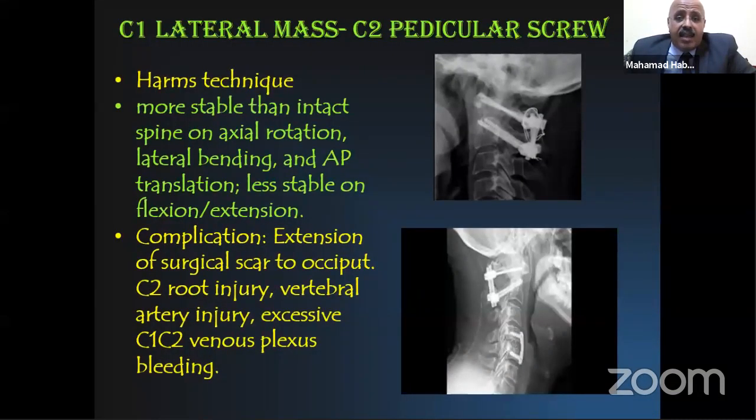This is the second surgery you can apply. This is C1 lateral mass and C2 pedicle screw. This is called Harms technique. It is more stable than the intact spine on axial rotation, lateral bending, and translation, but less stable on flexion and extension. Actually, it is for in situ stabilization.